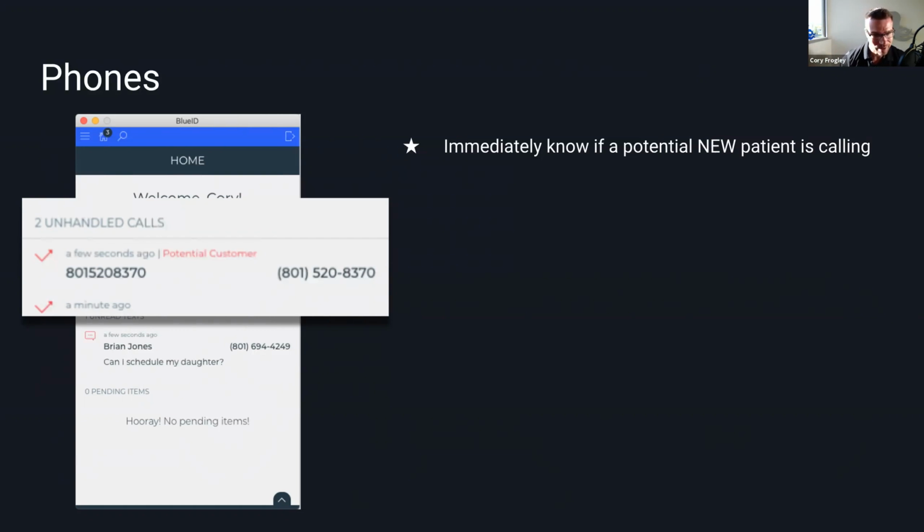And that's important. So that potential new patient shows up, and we can immediately put on the smile and be ready to handle that potential new patient.